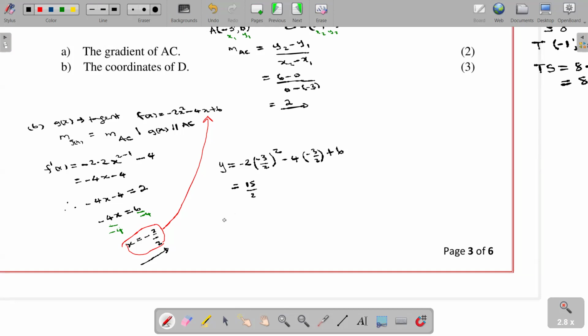So eventually, the coordinates of D are going to be negative 3 over 2 with 15 over 2. This becomes our answer. Then we go to the next question.